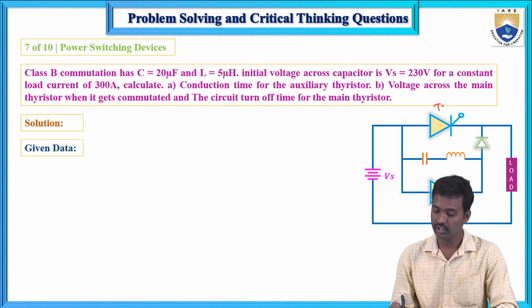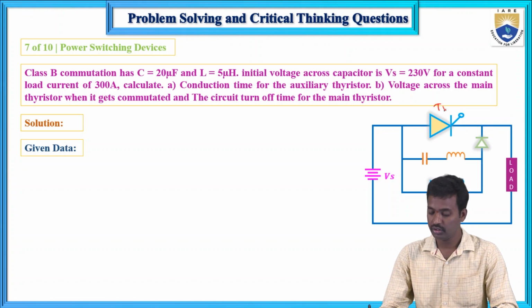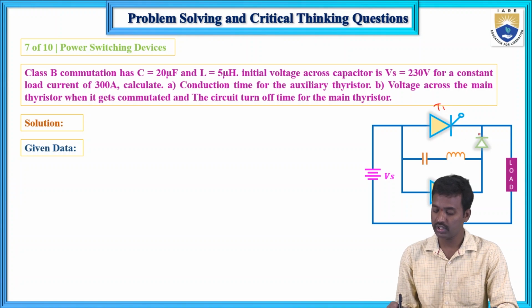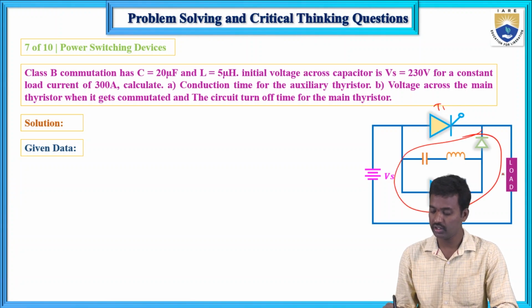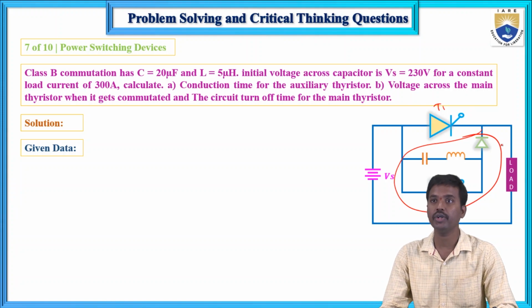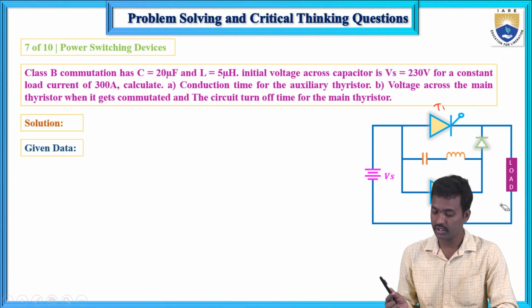This is the main thyristor. This thyristor is to be turned off by using this external circuit. This is the supply voltage and this is the load, the actual circuit. This is forced commutation, meaning class B commutation. So an external component is required to turn off this thyristor. So those external components are here.